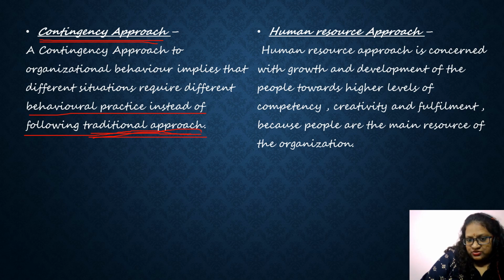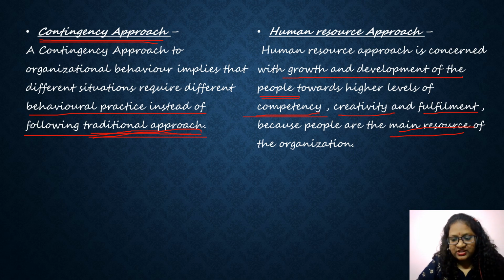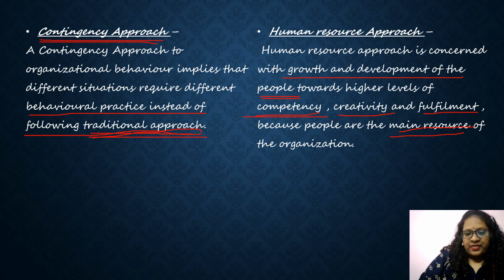Now next comes the human resource approach. What is the human resource approach? It is concerned with the growth and development of the people. Here people are the main resource of the organization. It is the main influence of the organization. Now these people need to have their creativity, their satisfaction, fulfillment, and their competency. These things should be motivated from time to time, as they are the main resource of the organization. Now these are the five features of organizational behavior for today.